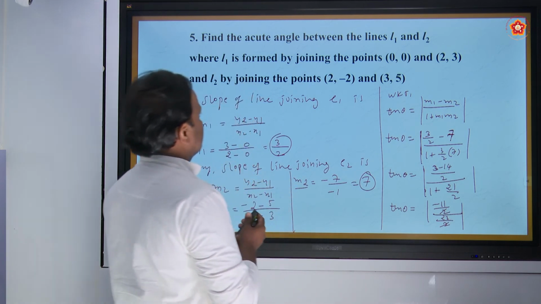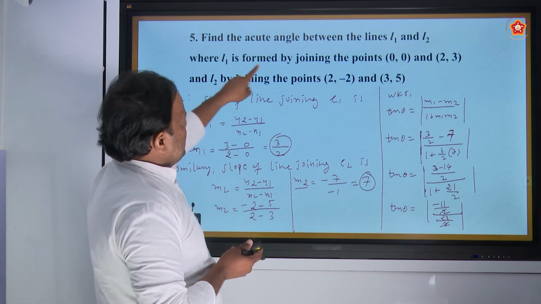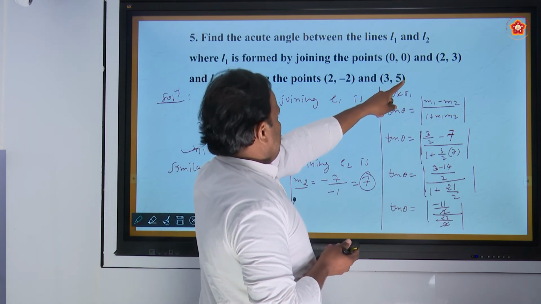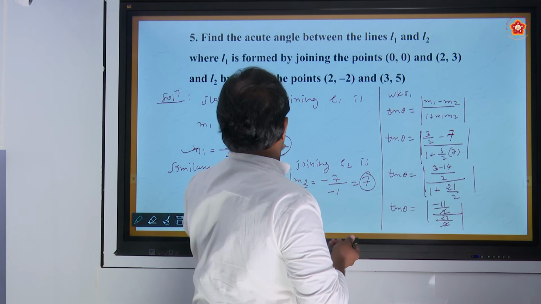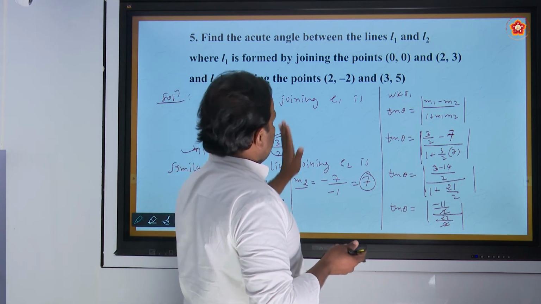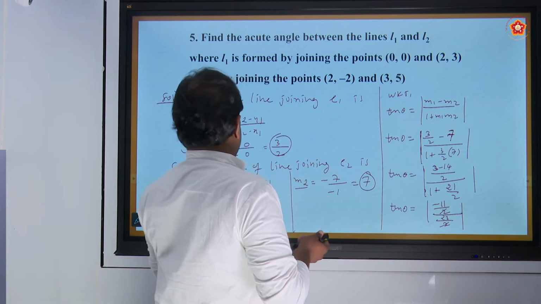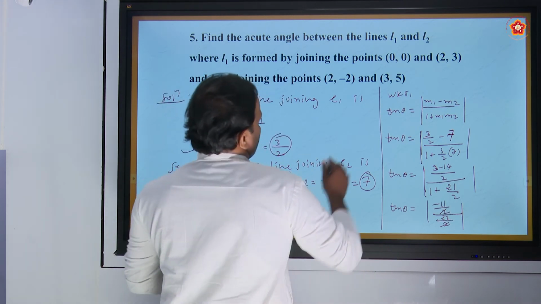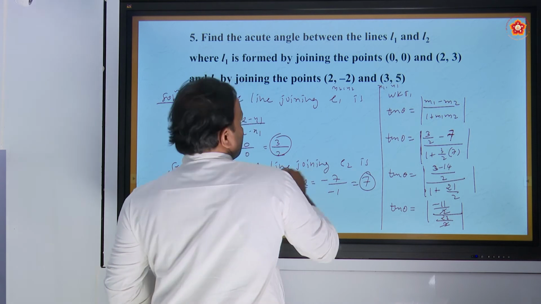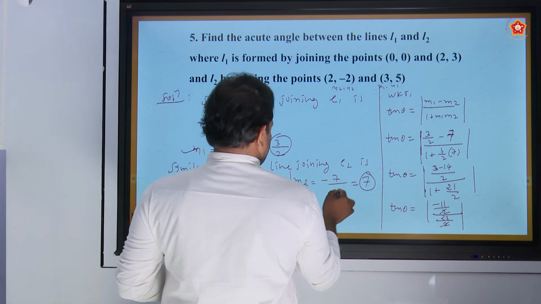So observe once again. The slope of the line joining L1: I erase the figure, L1 is 0, 0 and 2, 3. The formula is y2 minus y1 divided by x2 minus x1, so 3 minus 0 is 3, 2 minus 0 is 2, this is 3 by 2. Okay, M1 is correct. Slope of the line joining L2: 2, minus 2 and 3, 5. y2 minus y1, 5 plus 2, this is y2 minus y1. I gave x1, y1, x2, y2, no problem. y2 minus y1 is minus 2 minus 5, divided by x2 minus x1, 2 minus 3, so minus 7 by minus 1, this is also correct.